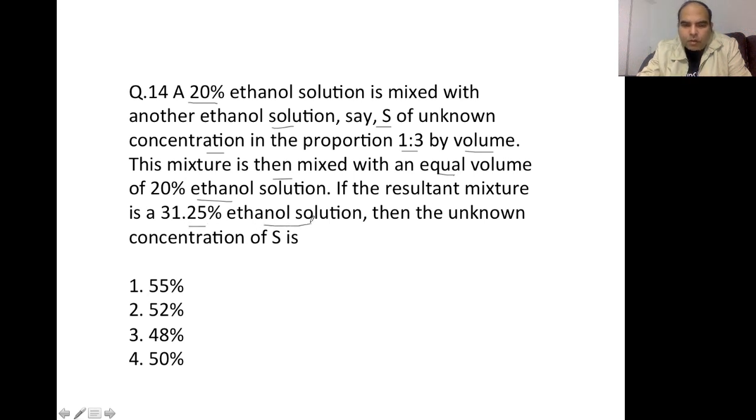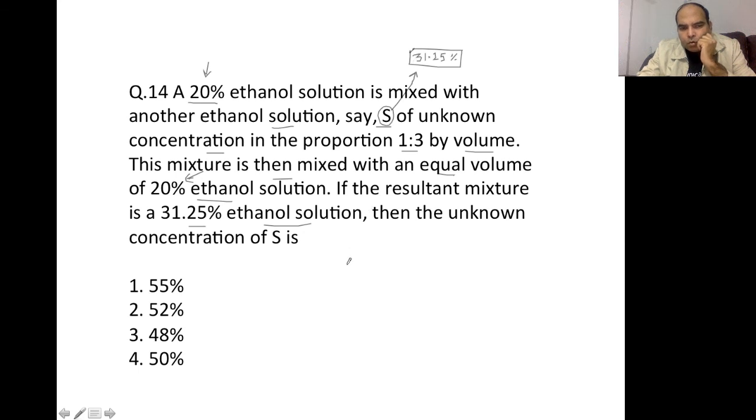31.25% ethanol solution. Now what should be obvious to you is that S as a percentage has to be more than 31.25, because if S is less than 31.25 percent, then mixing 20 and 20 and S cannot feasibly give you a 31.25% outcome. So the value of S must be more than 31.25.